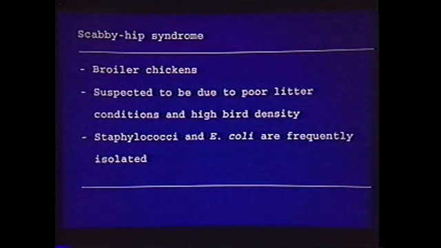Scabby Hip Syndrome is suspected to be due to poor litter and overcrowding. So birds in frequent contact with each other break the feathers and predispose the birds, that feather follicle, for infection with bacteria. Commonly E. coli and staph are isolated.